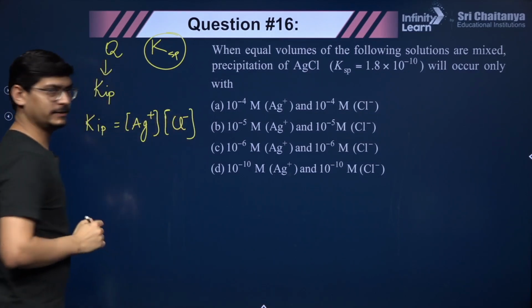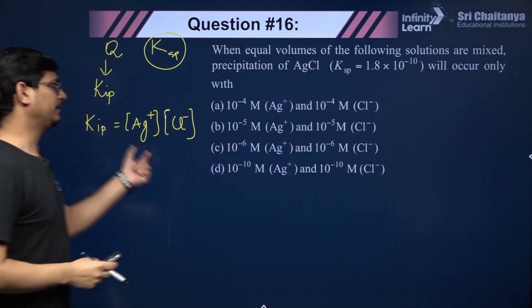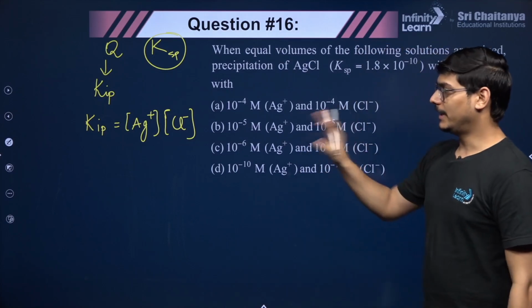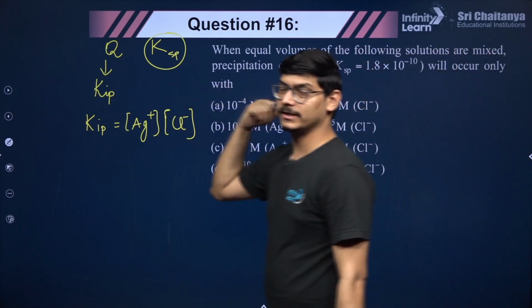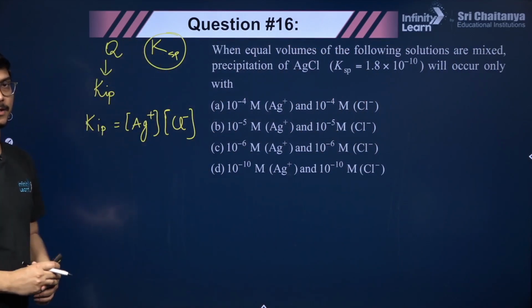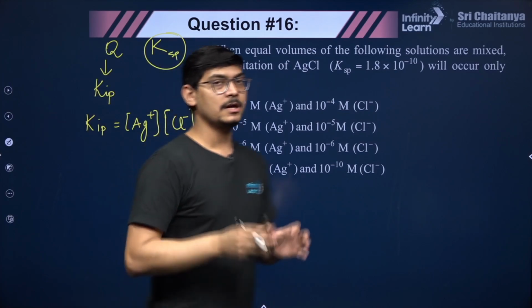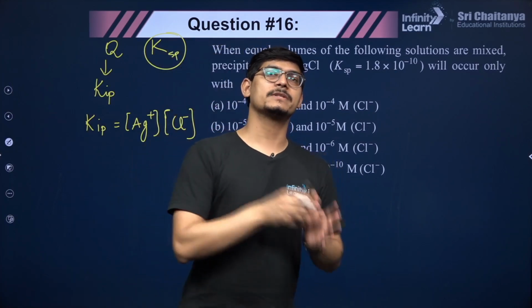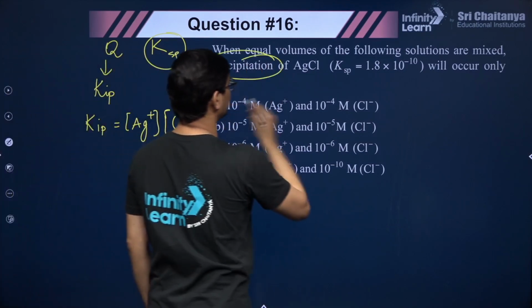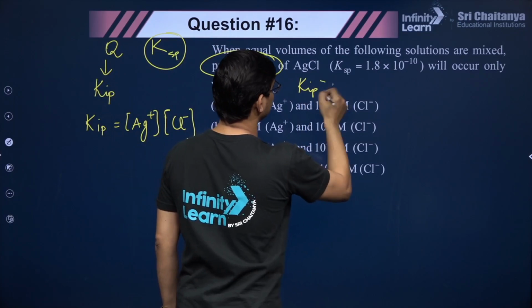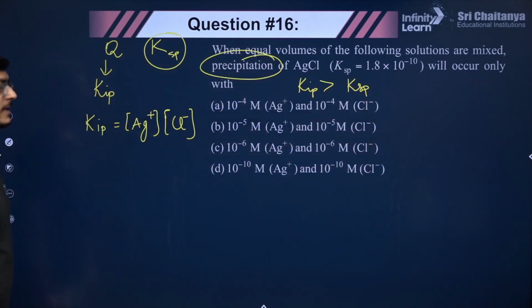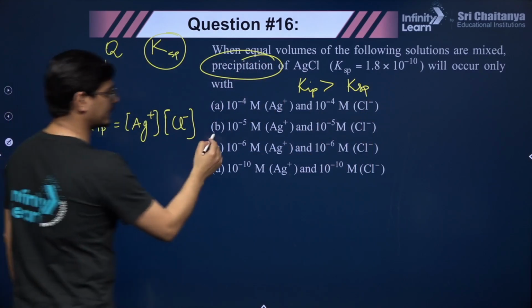Now what we will do, we will find out KIP from the given data, compare it with KSP. Okay, if KIP is less than KSP, reaction occurs in the forward direction, that is salt dissolves. If KIP is greater than KSP, then reaction occurs in the backward direction, that is silver and chloride ions come out of the aqueous phase as salt, that is precipitation occurs. So basically, please remember, for precipitation, your ionic product must be greater than your solubility product constant. Is that okay?